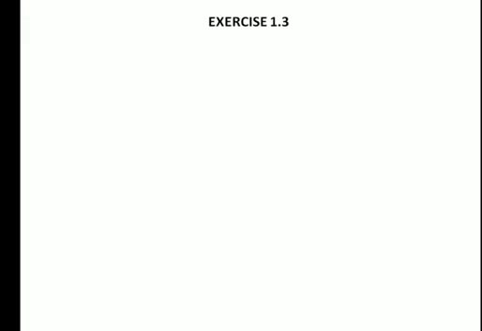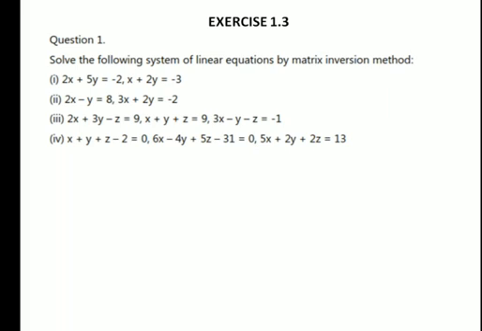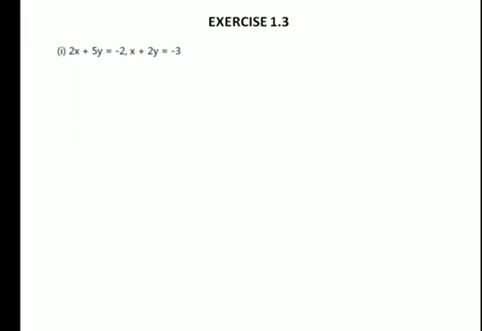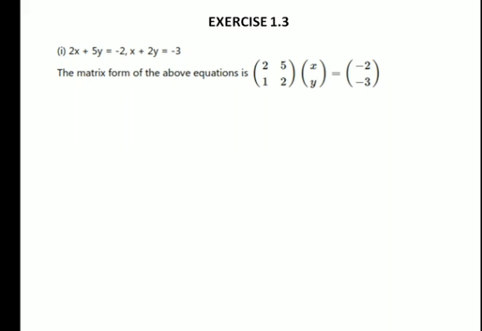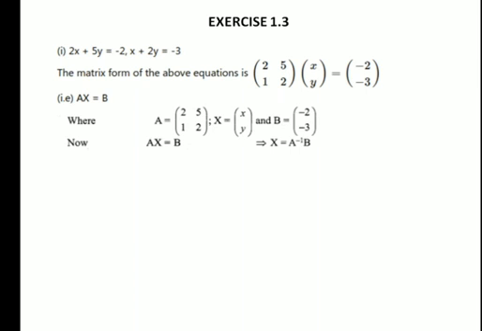Exercise number 1. First question, solve the following system of linear equations by the matrix inverse method. First question, write it in the matrix form of the above equation: 2, 5, 1, 2, x, y equal to minus 2, minus 3. Then AX equal to B. A, X and B, you take and write. After that X equal to A inverse B.